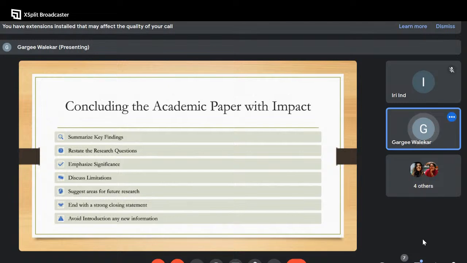Next would be, the conclusion should end with a strong closing statement. So it has to be very, very professional, but it also has to again answer your research question. It has to end with a very strong closing statement.